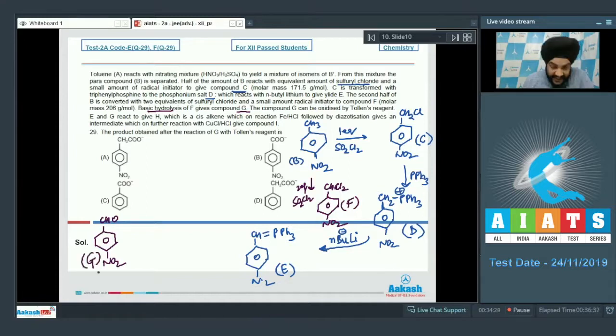So it is mentioned to us that G can be oxidized with the Tollens reagent. So if you look at question number 29, students, the product obtained after the reaction of G with Tollens reagent is... So when this compound is allowed to react with Tollens reagent, this will undergo oxidation to give us the carboxylate anion. So there will be COO negative and there will be a para-nitro group. Okay, so this is the compound which is formed in question number 29. So for question number 29 we have to mark the answer as B.